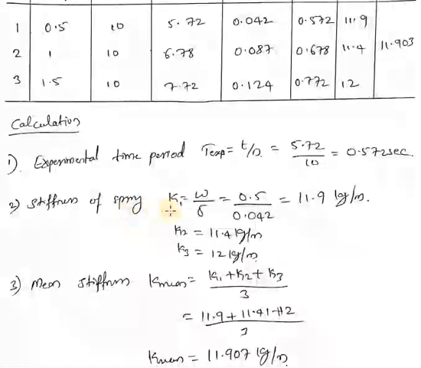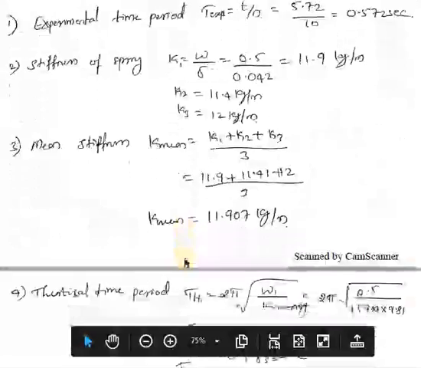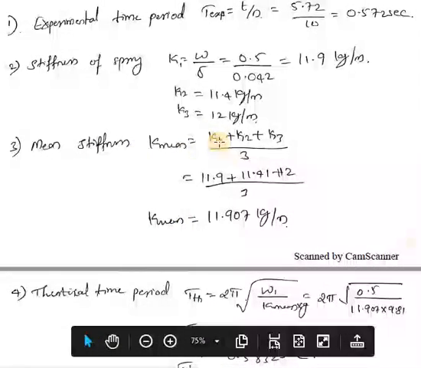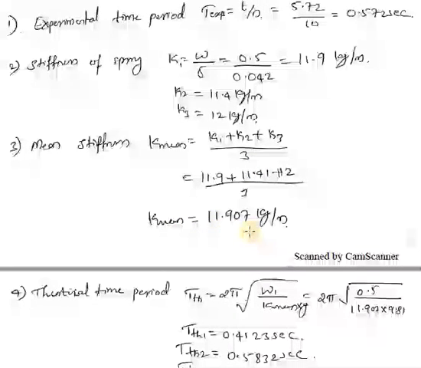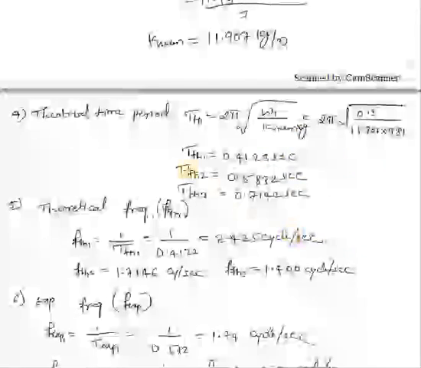Then the stiffness of the spring, K1, equals W by delta. Here W is 0.5 kg divided by delta, the deflection, which is 0.042. Substitute that, and you will get K1 as 11.9 kg per meter. Similarly, for a different deflection and a different load, you need to calculate the remaining two values of K, that is K2 and K3. Then you need to calculate the mean stiffness, given by K1 plus K2 plus K3 divided by 3. So you will get K mean as 11.907 kg per meter.